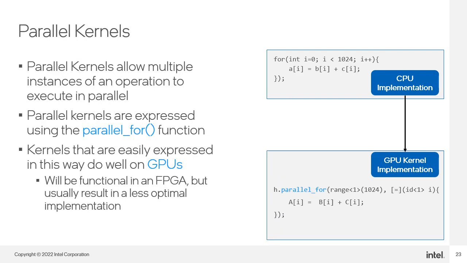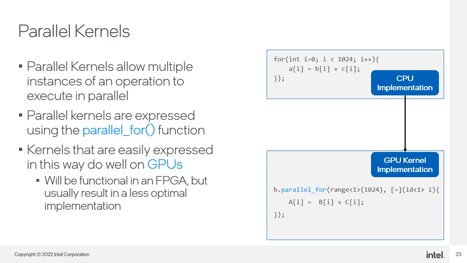The counterpart to single-task kernels is the parallel kernel. Parallel kernels allow multiple instances of an operation to be executed in parallel. The kernel is constructed when the parallel_for function is called. When you think of parallel operations, GPU comes to mind as the architecture allows for parallel execution of multiple instances. The parallel kernels, therefore, are best implemented on GPUs.